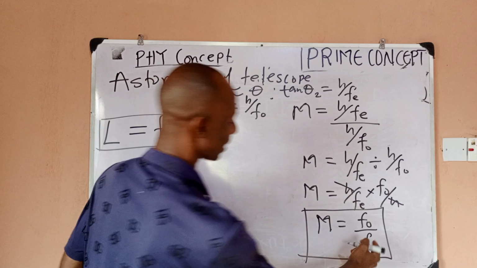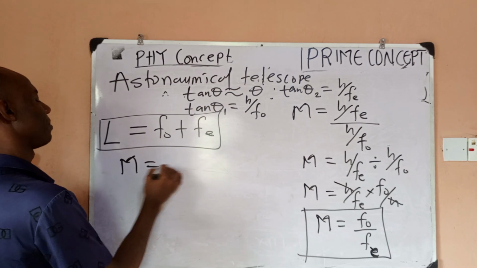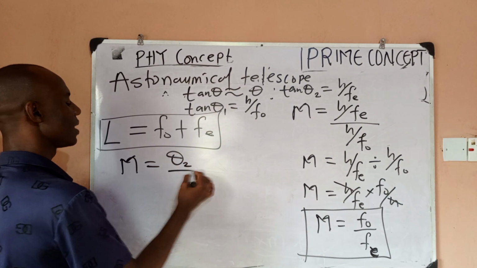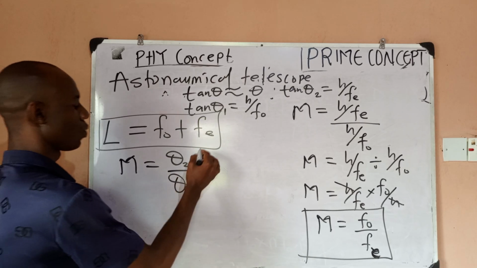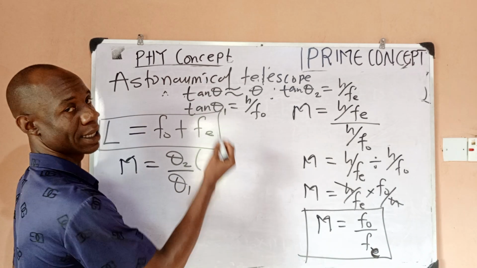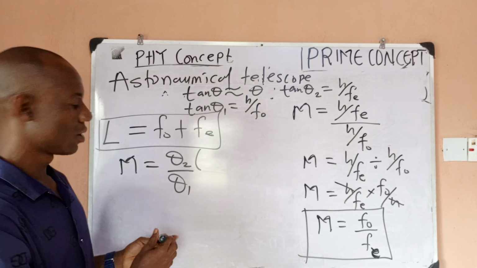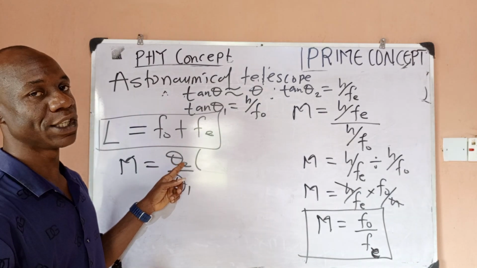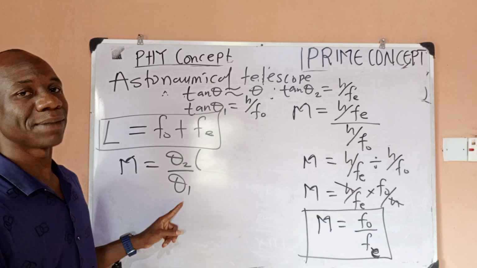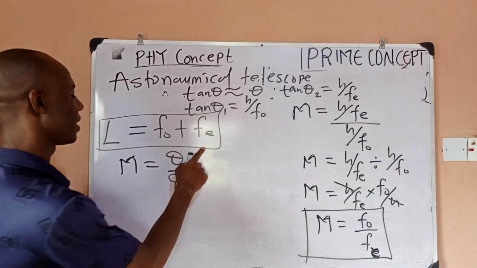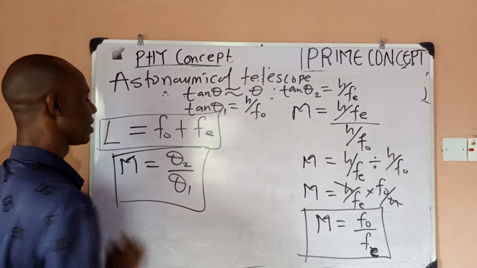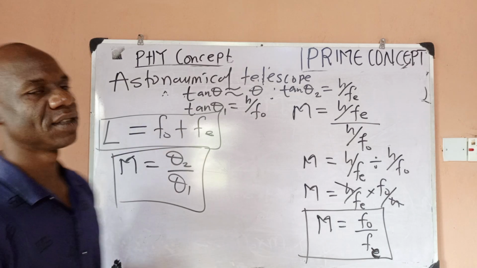We mentioned three formulas. One of them we mentioned, m is theta 2 over theta 1, where theta 2 is the angle at the eyepiece and theta 1 is the angle at the objective lens, right? Or you can say this angle is subtended by the image, this angle is subtended by the object. So we mentioned these three relationships. So please do well to take note of these formulas.